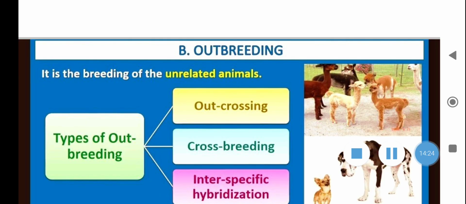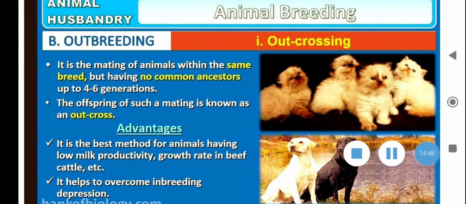Outbreeding. It involves breeding of unrelated animals. The animals may be of the same breed but having no common ancestors for 4 to 6 generations. Now this outbreeding has 3 types: outcrossing, crossbreeding and interspecific hybridization. Outcrossing involves breeding between the animals of different species. It is also known as interspecific hybridization. Outcrossing helps to remove the inbreeding depression.